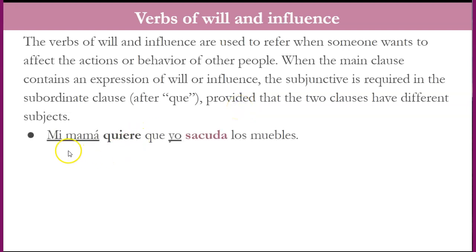So here I have an example. Mi mamá quiere que yo sacuda los muebles. Mi mamá quiere, the verb of will and influence is querer. There are two different subjects. In the main clause is mi mamá, and in the subordinate clause is yo, right? So this verb of will and influence, querer, is triggering the subjunctive here, the present of the subjunctive. My mother wants that I dust the furniture.